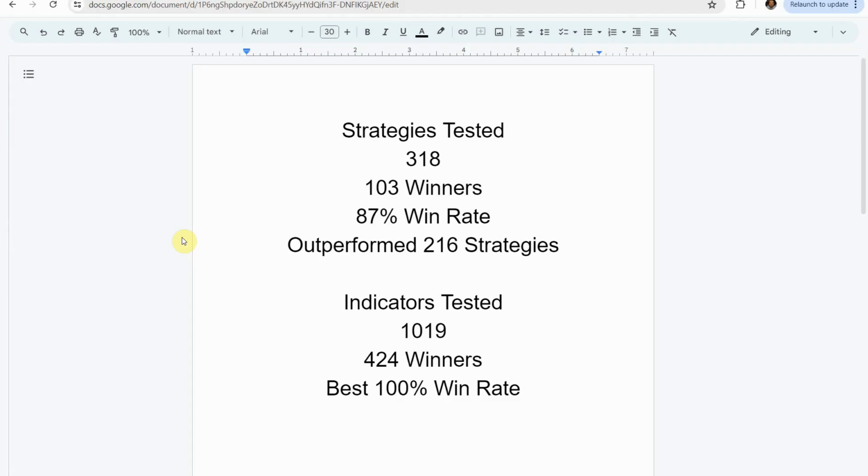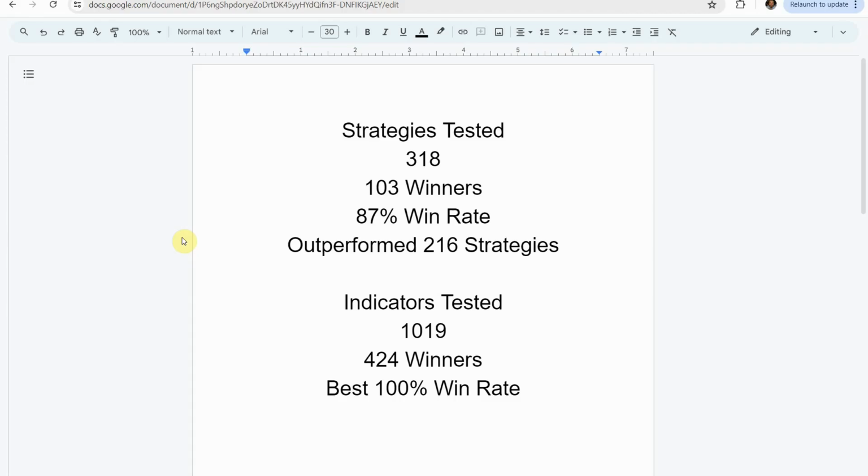Alright, as I said, today we will be testing a 5-minute crypto scalping indicator. Before we do though, I wanted to put the testing scoreboard up for everyone to see. To date, we have tested a total of 318 different strategies, with 103 of them being winners. The best one so far was able to achieve an 87% win rate. That was achieved using the Academy of Forex indicator.